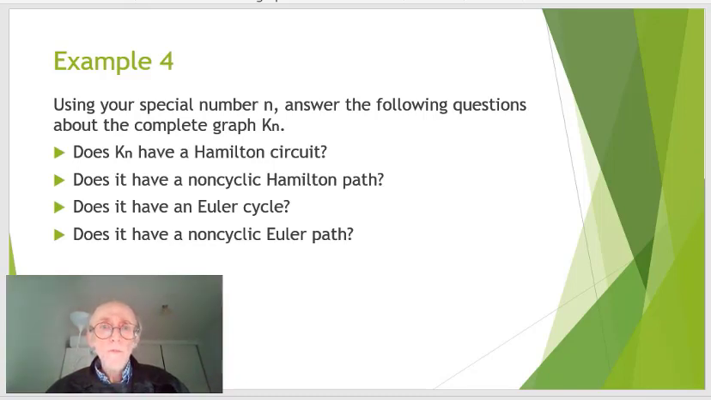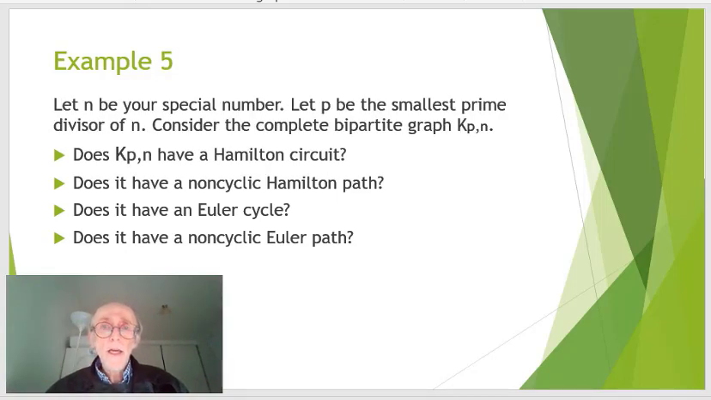The fourth example was to do a bit of graph theory and to think about the complete graph Kn. Decide if it has a Hamilton circuit, a non-cyclic Hamilton path, an Euler cycle, or a non-cyclic Euler path. And then they had to use another number, p, which was the smallest prime divisor of n, and consider the complete bipartite graph Kpn. Does it have a Hamilton circuit, a non-cyclic Hamilton path, an Euler cycle, or a non-cyclic Euler path?